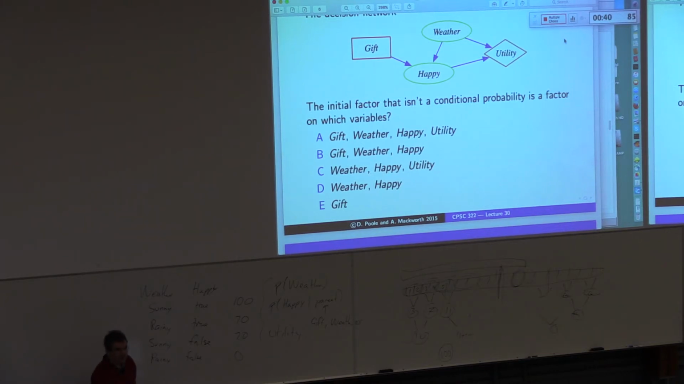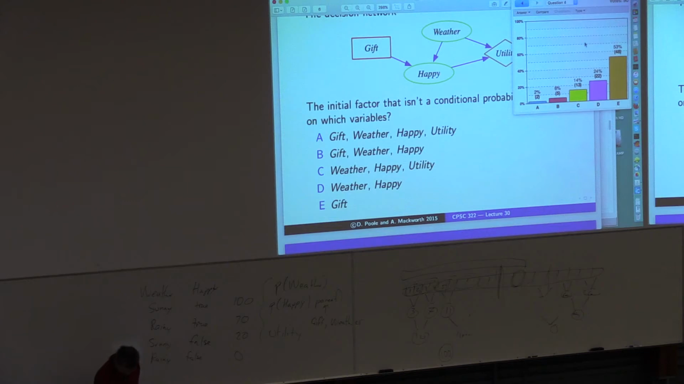All right, anyone need more time? 3, 2, 1. What? It's this factor. The initial factor that isn't a conditional probability is this factor on weather and happy. The answer is D. There isn't a factor for gift. There's no factor for decisions. It's this factor. We just did it. You need this factor, and this factor.